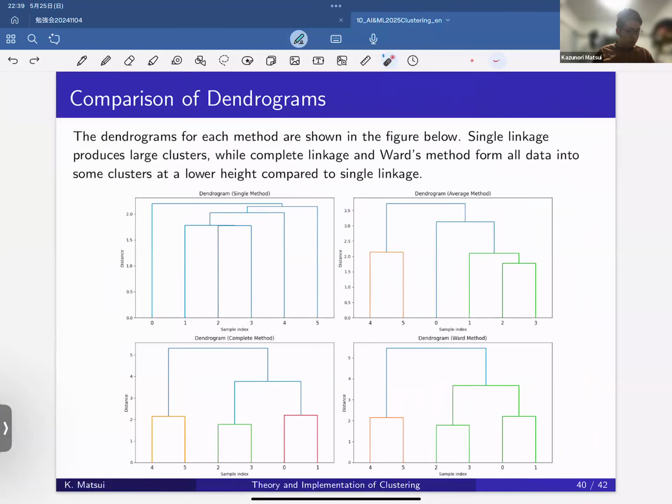Okay, the figure below shows the dendrogram for each method. We can see that the single linkage method produces the largest clusters. The complete linkage and Ward's methods form all data into some clusters at a lower height compared to single linkage.